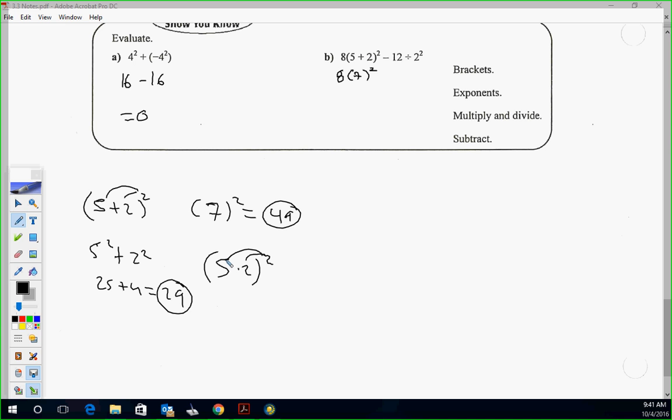You can take over. So then I did 2 squared, and that's going to be 4. And then 7 squared is 49, so 49 times 8, so that's on the outside. And 49 times 8 is 392. And then you have negative 12 divided by 4. You can do that, and that's negative 3. Good. And then you're just going to subtract that, and you come out with 3. Perfect. So 389 is the correct answer there.